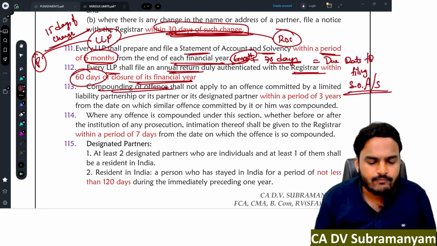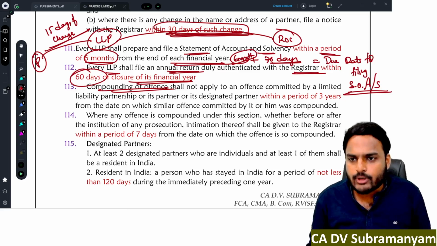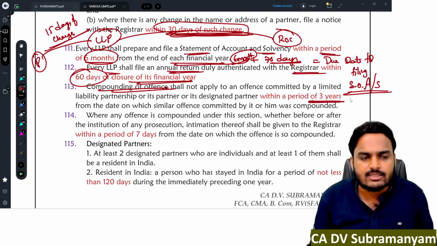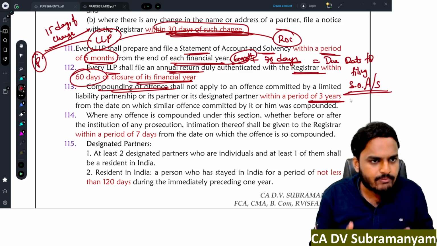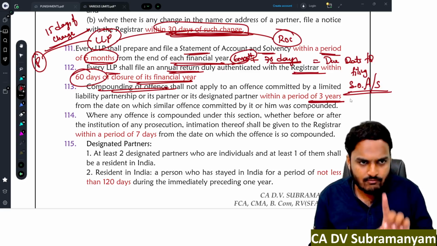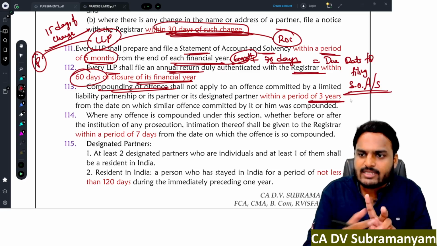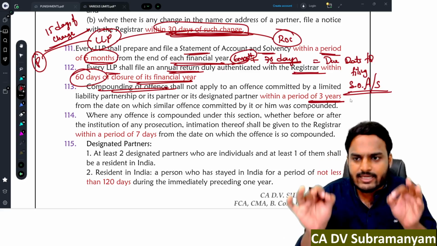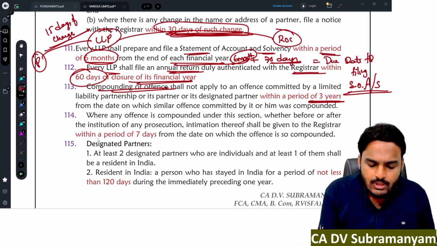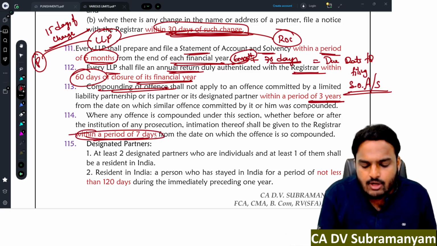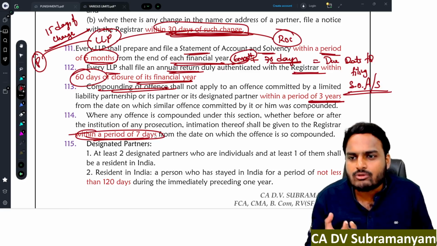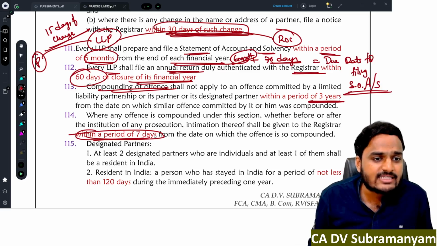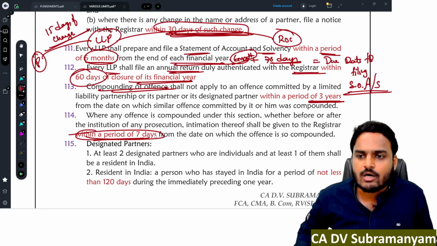Next one, compounding of offenses. Once you claim benefit of compounding of offenses, you can't claim the same benefit for the same offense for the next 3 years. Once you got the benefit of compounding for one offense, for the next 3 years you can't claim the same benefit with respect to the same offense. So 3 years ban period. And next, whenever offenses get compounded, you have to intimate the registrar within a period of 7 days from the date on which the offense is so compounded.